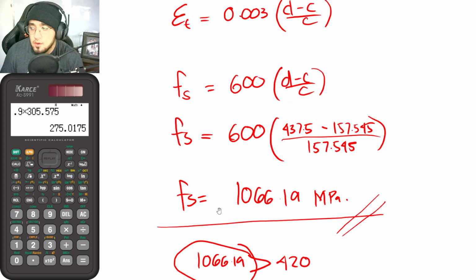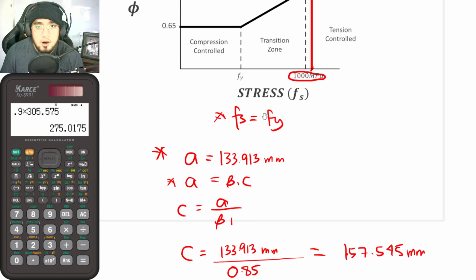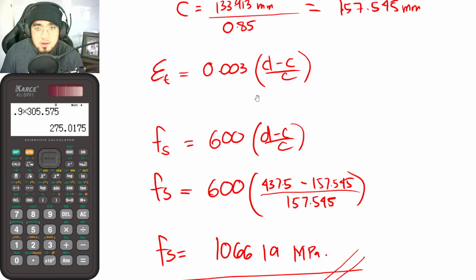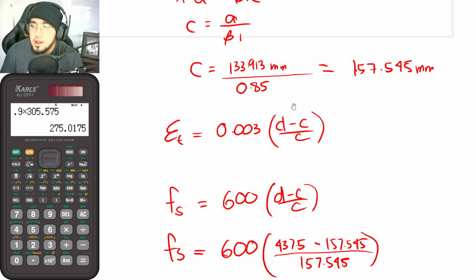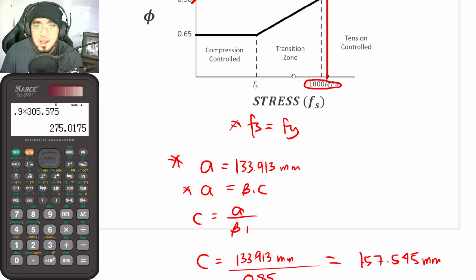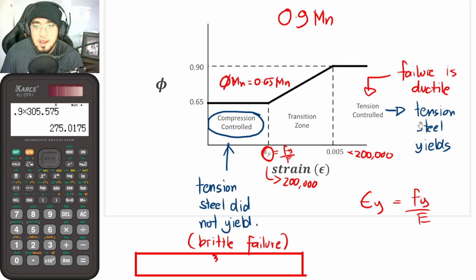But when you are solving for the value of the factor of safety, make use of this value. Okay? Also, if you do not want to make use of this, again, feel free to make use of this equation, which is 0.003 times d minus c over c. But this time, instead of this diagram, make use of the other diagram, which is this. So strain y, and this is 0.005. Okay? So there.